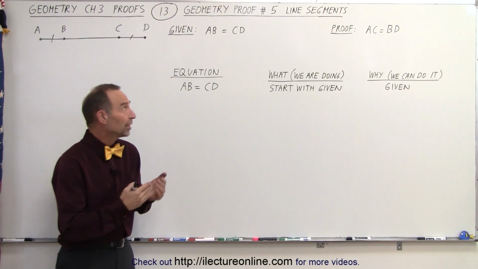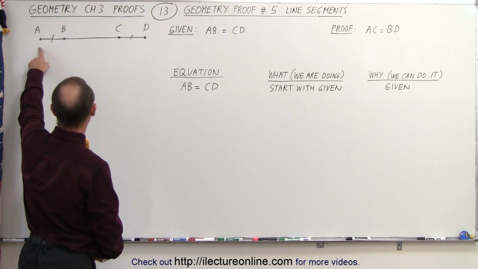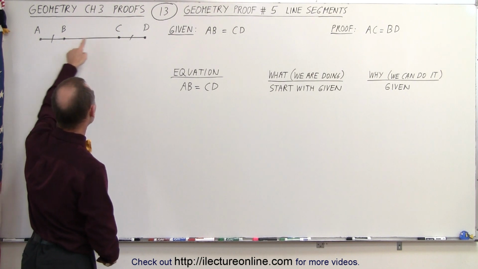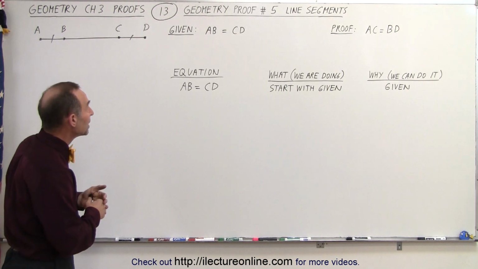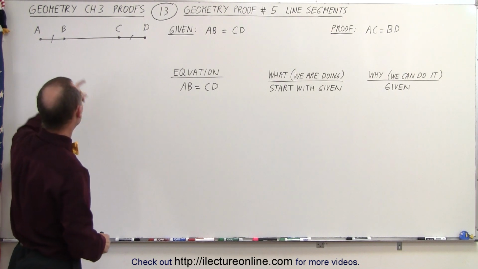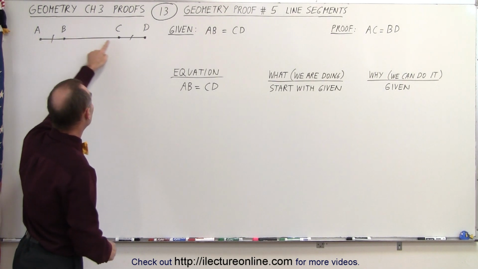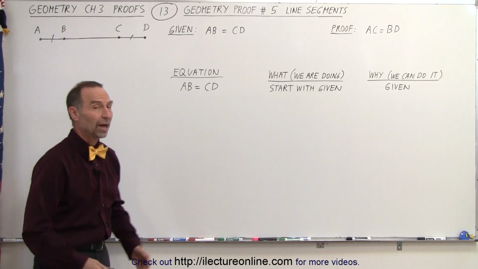Our fifth proof deals with line segments. Notice we have line segments AB, BC, and CD, and we were given that the length of line segment AB equals the length of segment CD. And we're supposed to prove that the length from A to C is equal to the length from B to D. So how do we do that?